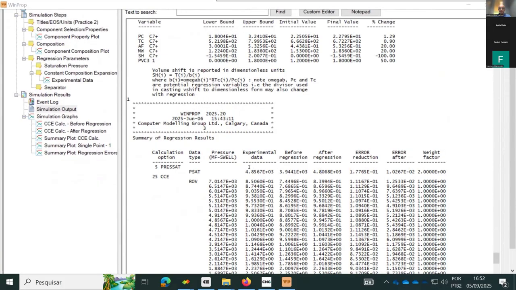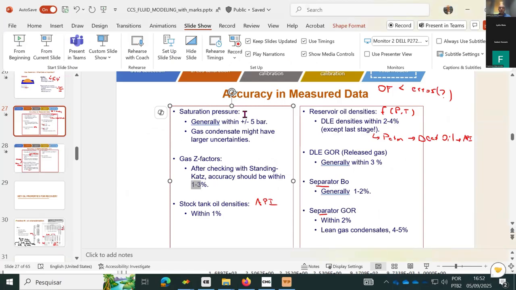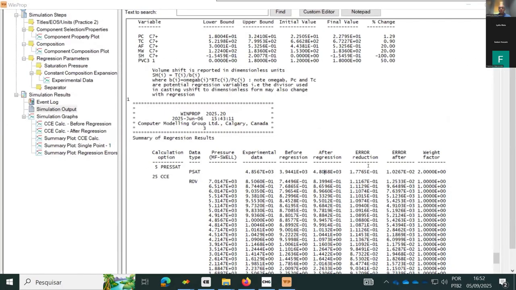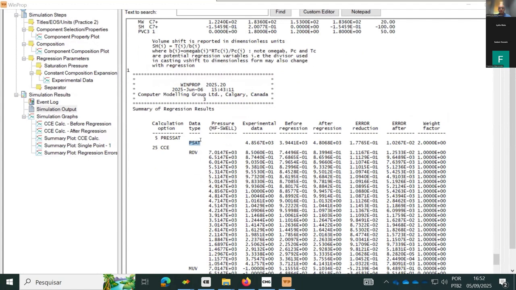Yeah, I think the difference between this number, which is the experimental number, and this number, which is the regression after the tuning, the difference is lower, around 50 psi. So 50 psi is lower than 5 bars. Okay, so 5 bars is the tolerance for the saturation pressure, as we said yesterday. So this number can be considered a match. So we are done for saturation pressure.